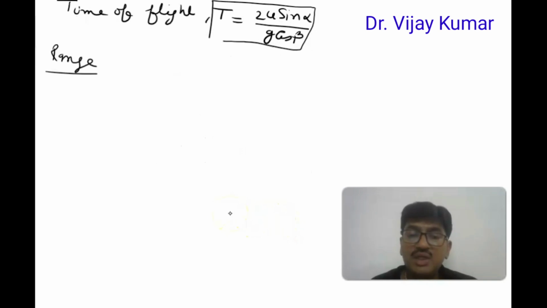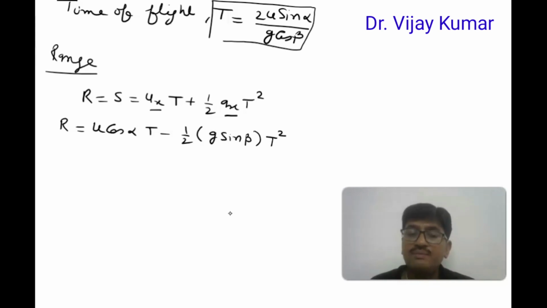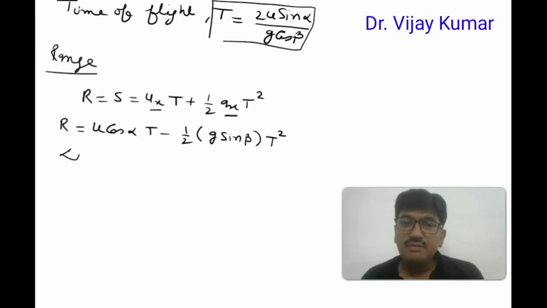So range should be, we know that R, that is S, and the range is the horizontal component, so it should be uxt plus half axt square. Here ux equals u cos alpha, so u cos alpha into t minus half, and ax means g sin beta, into t square.